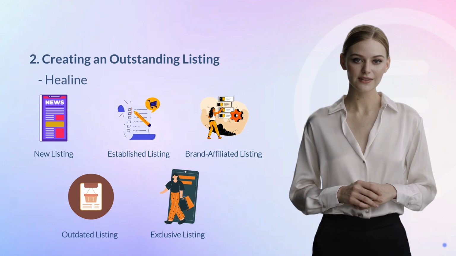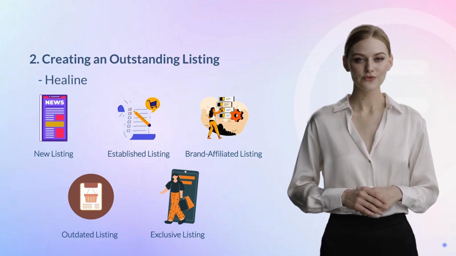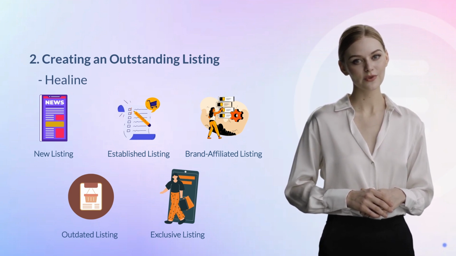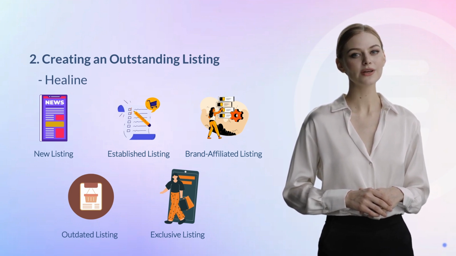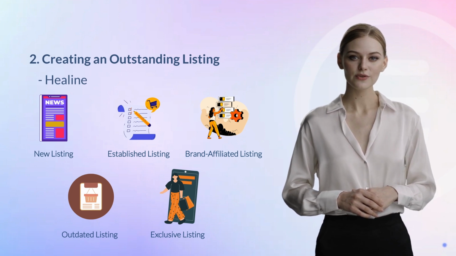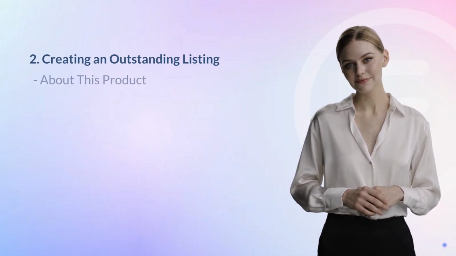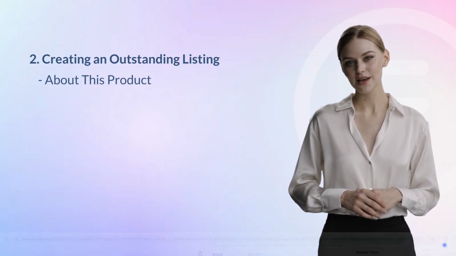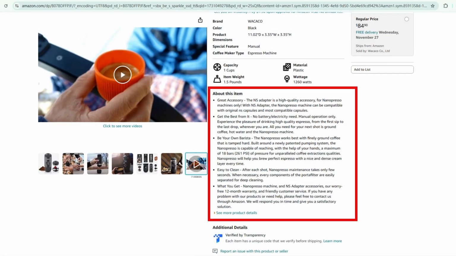By aligning your headline with your listing's goals, whether to attract new customers, strengthen brand recognition, or highlight unique features, you can maximize traffic while helping Amazon's algorithm promote your product more effectively. Finally, let's discuss the About This Product section, often referred to as bullet points. This section is crucial because customers rely on it to understand the product's features and benefits. While we've previously covered how to write effective bullet points, here are a few additional tips.